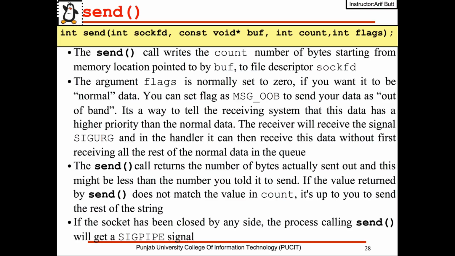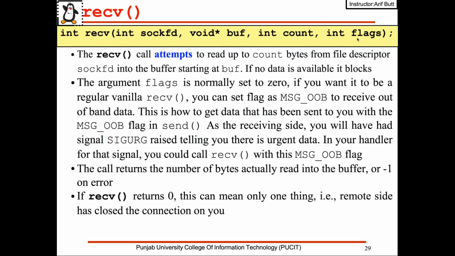Okay, send is quite similar to the write system call if we place a 0 in the fourth argument, that is the flags. And to send out of band data, you can mention the MSG_OOB flag as this fourth argument. The receiver will get the signal SIGURG on receipt of this data. Similarly, the recv call is quite similar to the read system call. If we place again a 0 over here in the fourth argument, to receive out of band data, you can mention the MSG_OOB flag, and on receipt signal SIGURG will be generated telling you that there is urgent data, so you can read it quickly.